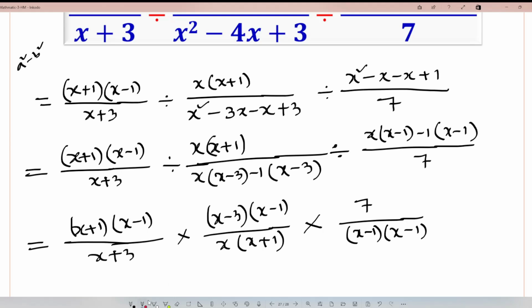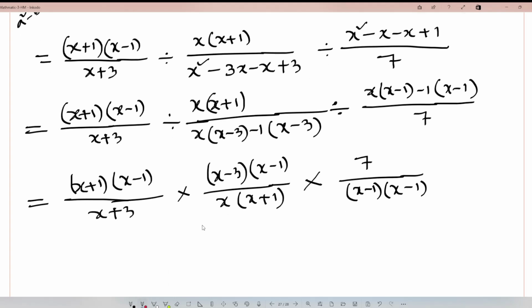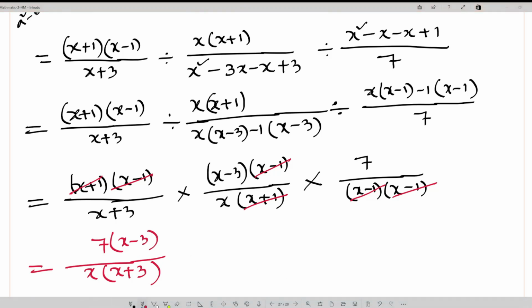So now we find out what kinds of expressions we can cancel. Look, here is x minus 1 and here is x minus 1, we can cancel. And here is x plus 3, x plus 1 and x plus 1 we can cancel. Again here is x minus 1 we can cancel. So our answer is 7 divided by x times x plus 3, right? And here is also x minus 3, so 7 times x minus 3. This is our answer.